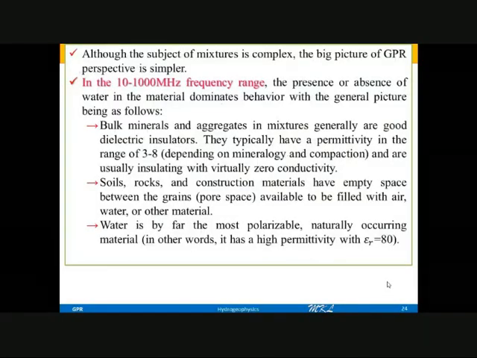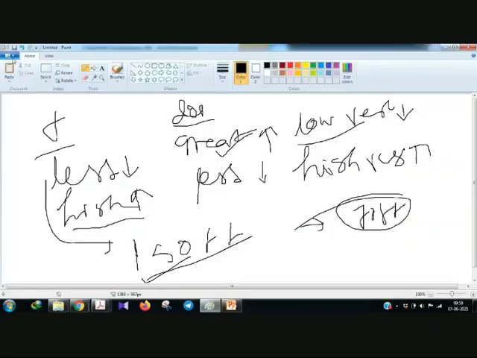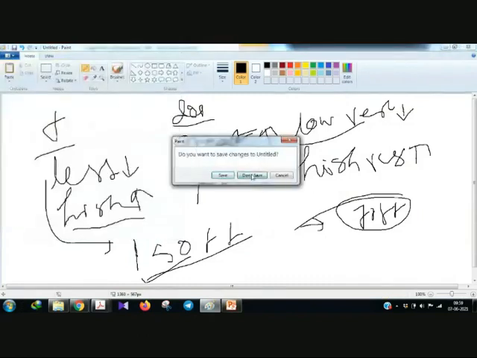A few things you have to remember: bulk minerals, aggregates and mixtures generally are good dielectric insulators. They typically have permittivity in the range of 3 to 8 and are usually insulating with virtually zero conductivity. Soils, rocks, and construction material have empty space between the grains, which is available to be filled with air, water, or other materials.